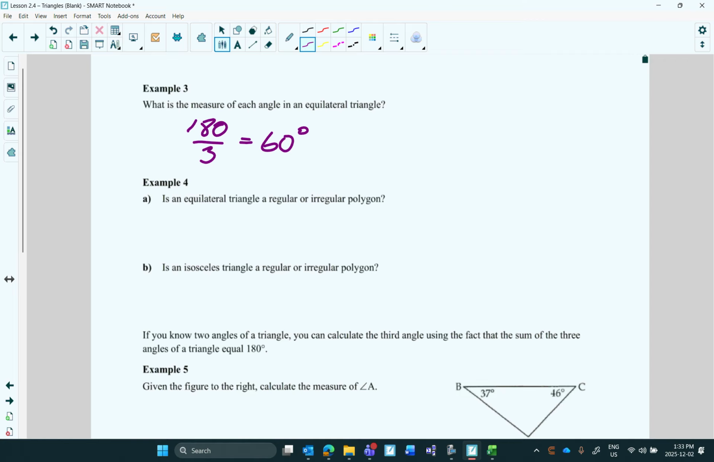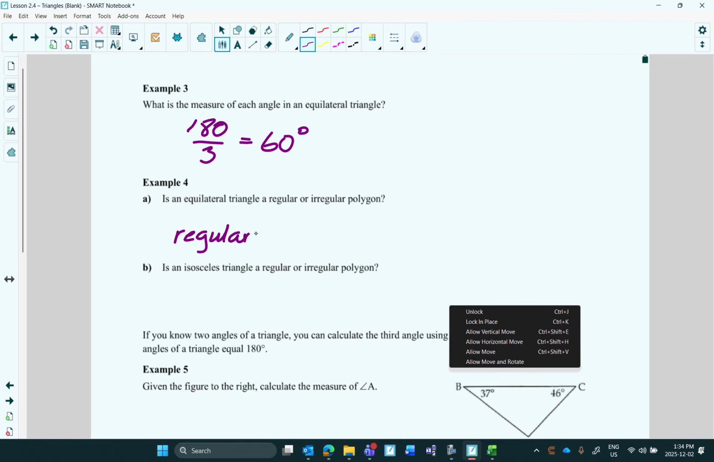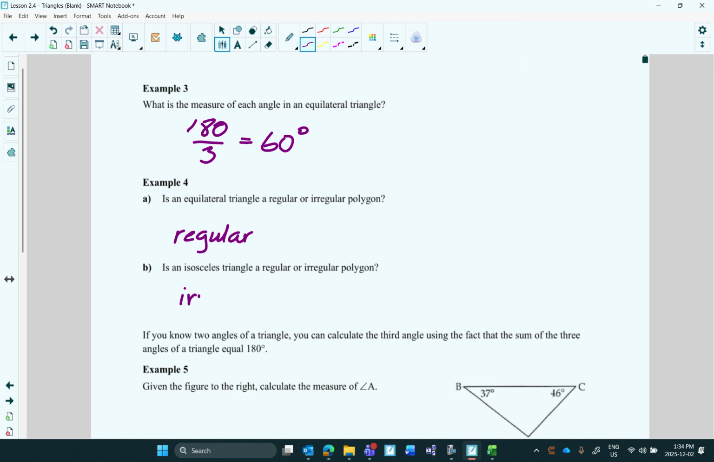And is an equilateral triangle regular or irregular? You got to remember what those mean again. Regular means any regular polygon means all sides are equal. So is an equilateral triangle regular or irregular? Regular. What about an isosceles? Irregular, because not all three sides are the same.